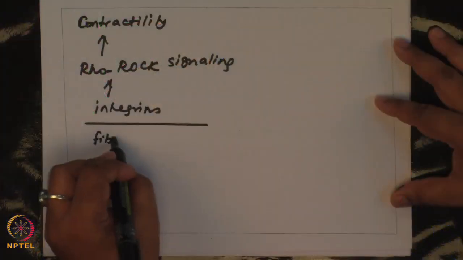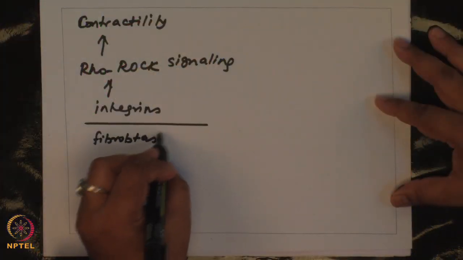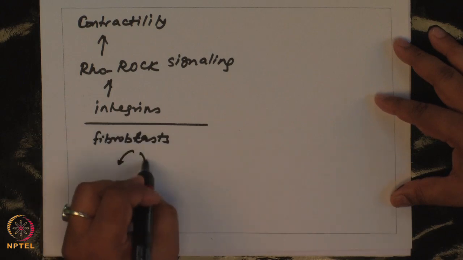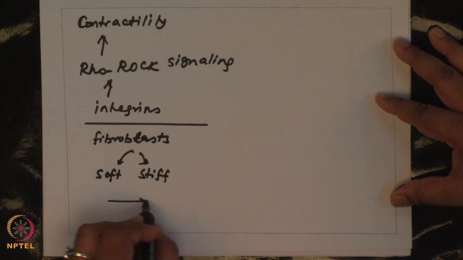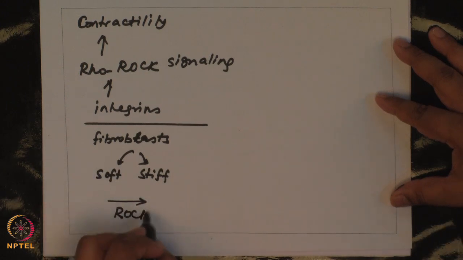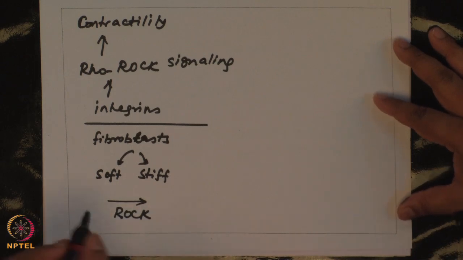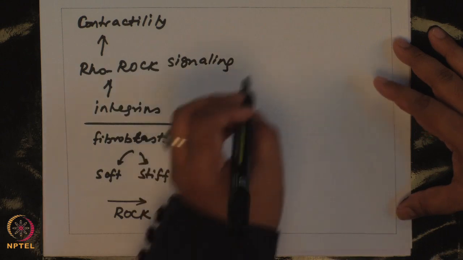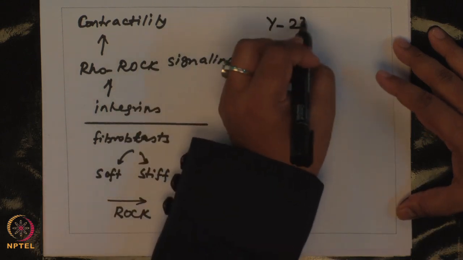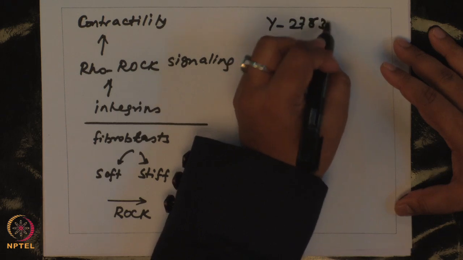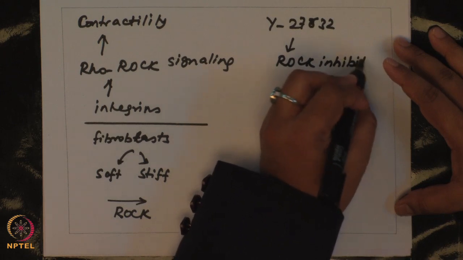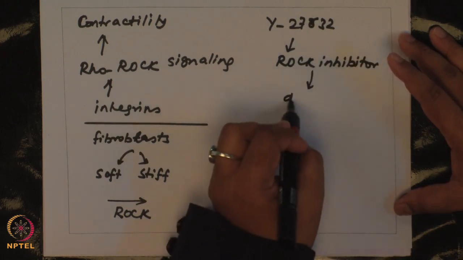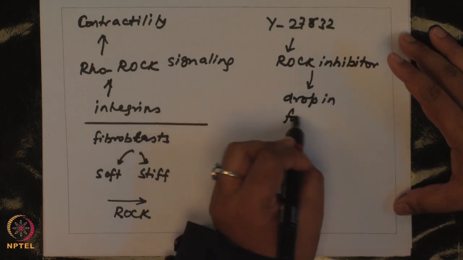they took fibroblasts and showed that on stiffer surfaces you have an increase in Rock, and the cells exerted more force. If the cells were treated with Y27632, which is a Rock inhibitor, this led to a drop in forces exerted by cells.